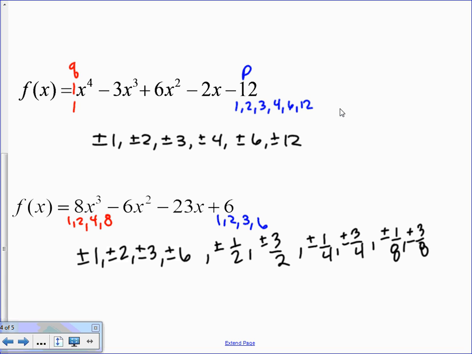So we have 20 possible solutions, of which only 3 might actually work. And then you're not even guaranteed that. So maybe only one of them works.